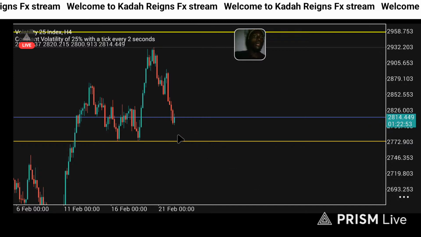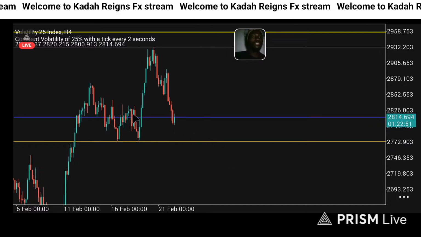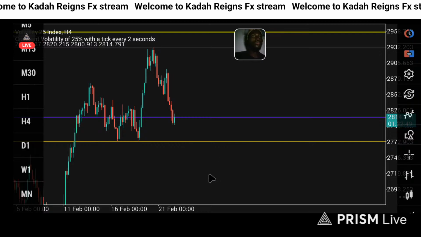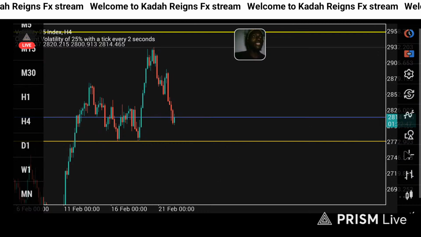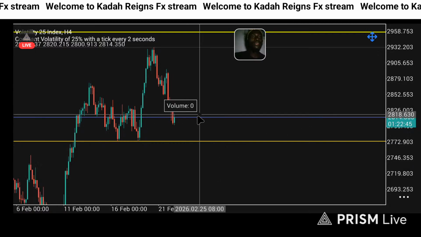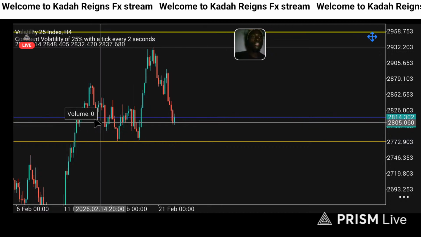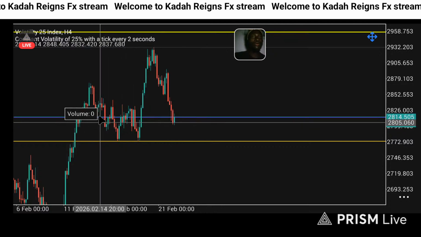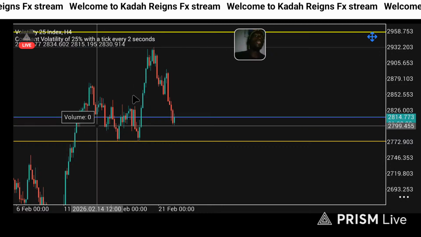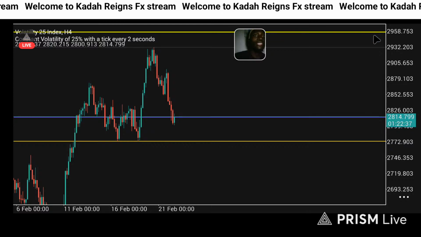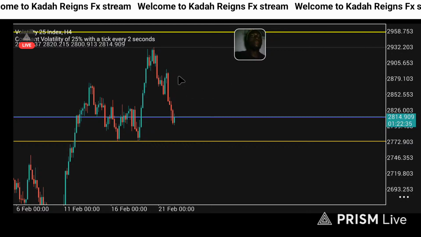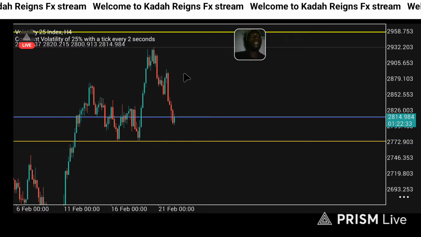So when price makes a support, we will be looking to take the buys. We'll be looking to take the buys. You see, where price rejected, this is a major area. There are a lot of wicks right there. So overall, like I said, the daily is bearish, but on the weekly and the monthly, we are bullish.